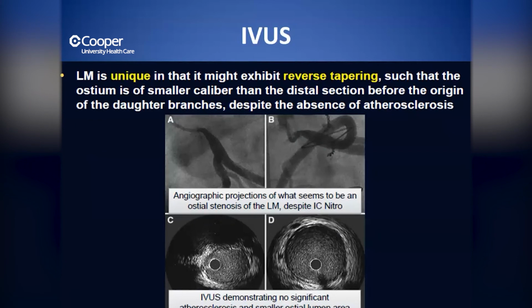Another problem in the left main is reverse tapering. Normally, the vessel tapers from the proximal to distal. The distal part tapers and becomes smaller. In the left main, sometimes there's the opposite phenomenon, where the tapering goes from proximal to distal, like in a similar case.